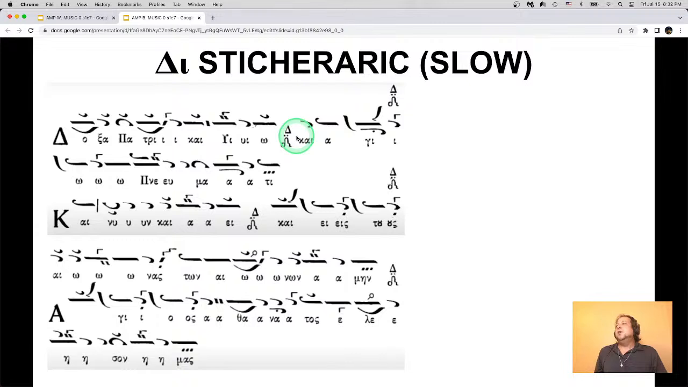So it sounds like this. Loxa patri keio keio pneumati. And then kenin keim keistus eonas ton eonon.